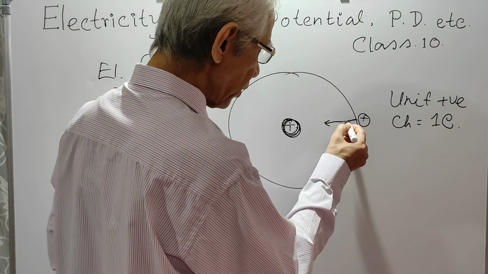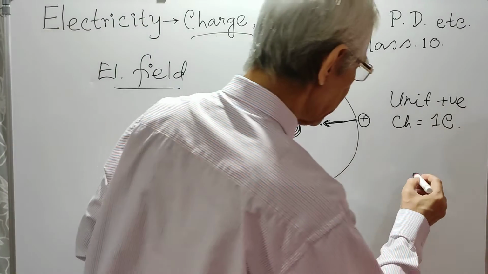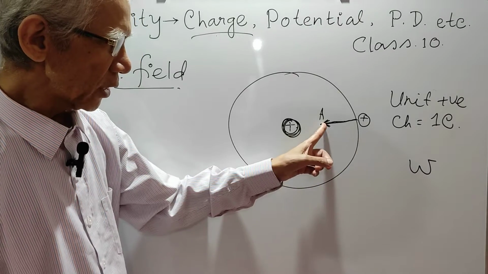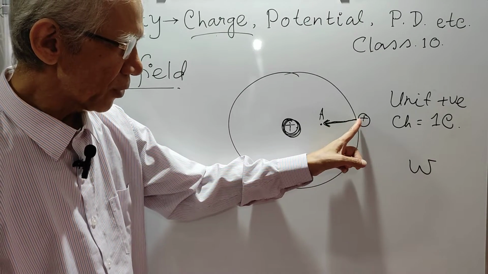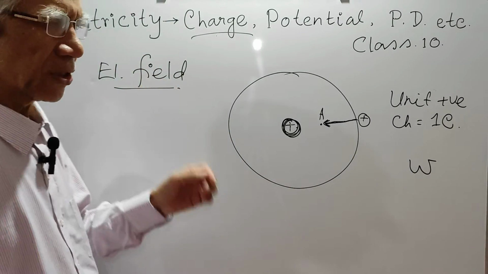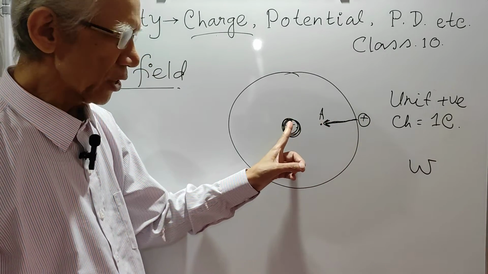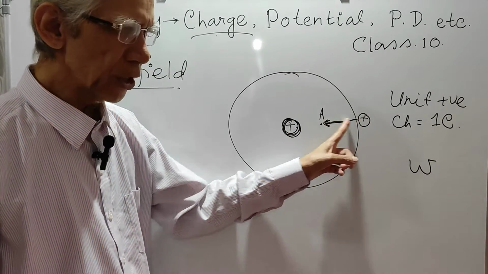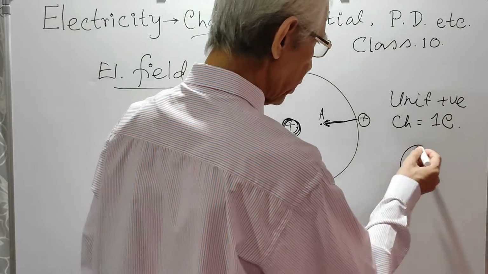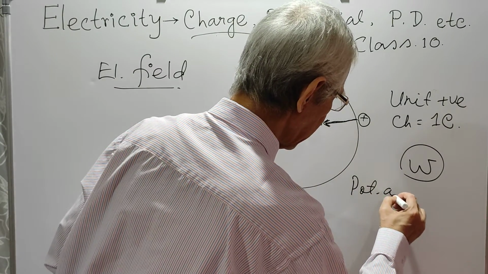Suppose we have brought this up to this point A, doing some work W. Suppose W is the amount of work done to bring this unit positive charge from this point. This is called the position of infinity. Just outside the electric field, we say it is infinity. So from infinity up to the point A towards the central positive charge, we are bringing this, pushing it. And what work is done? W. So this W will be called the potential at A.